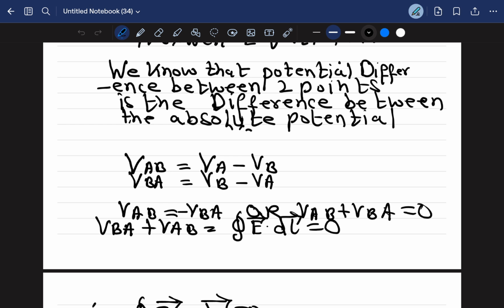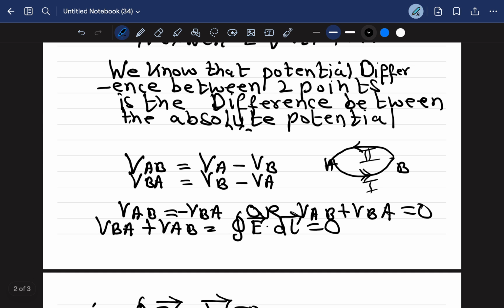That means, this is A, this is B. So the potential difference between A and B is 0. So from B to A, the potential difference is also 0. So the sum of the potential differences between A and B in path 1 and path 2 is equal to 0. The potential difference is nothing but the closed integration of the electric field dot dl vector. So AB plus BA equals 0.